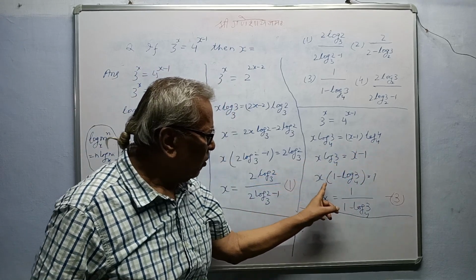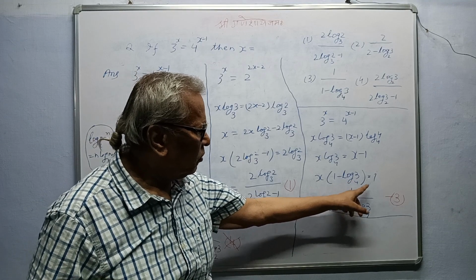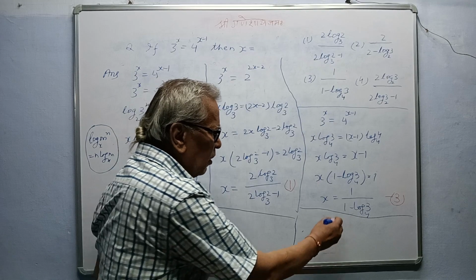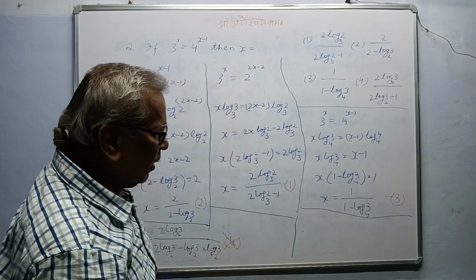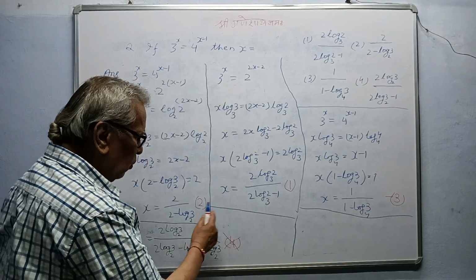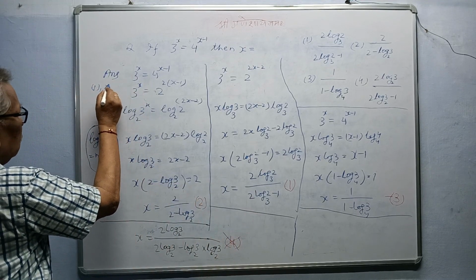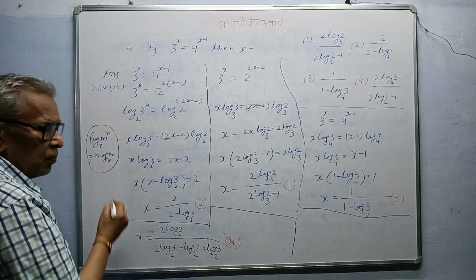This is 1. So x into (1 minus log 3 to the base 4) is equal to 1. So x is equal to 1 by (1 minus log 3 to the base 4). This resembles option 3. So we have 3 answers here: 1, 2 and 3. So the answer is 1, 2 and 3.